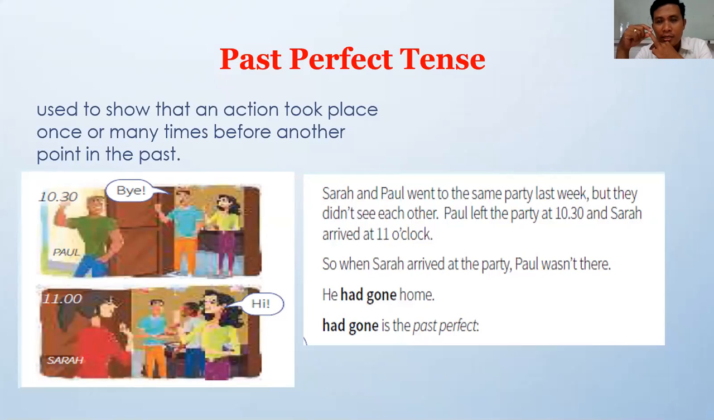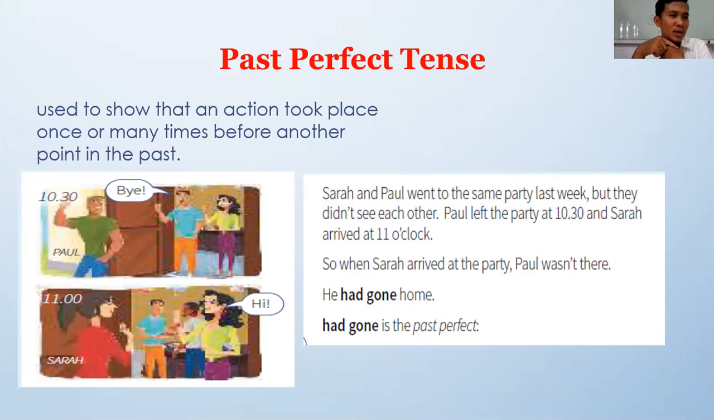How about this word? Swim, swam, swam. Which one is the third verb or the past participle? Which one is the verb 3? The verb 3 is swam. Yes, swim, swam, swam. You see?